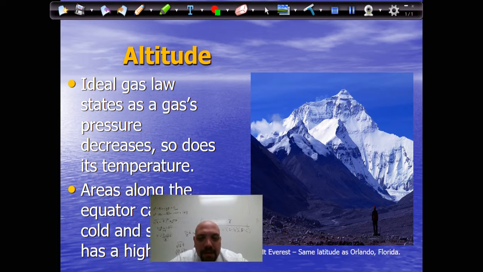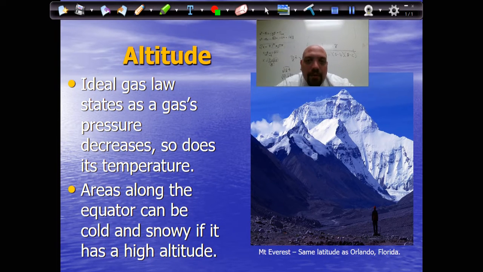The last piece that I want to talk about is altitude. Altitude has a big effect on air pressure, and it also has some other effects too. We don't want to talk too much about it yet, but it gets you thinking about it. Here's a picture of Mount Everest, the highest place on Earth. Mount Everest has about the same latitude as Orlando, Florida.